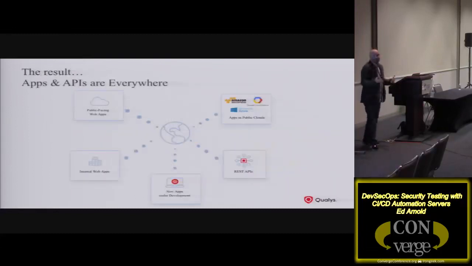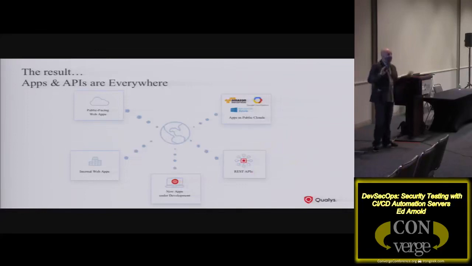So what's the result of all this development? Well, we're getting APIs and applications everywhere. We're getting microservices getting spun up. You have things in the cloud, you have things locally hosted, you have things in your internal network. You've got APIs, REST APIs everywhere. It's getting a little unwieldy to manage all of those different places.